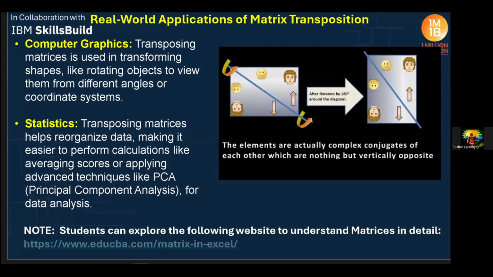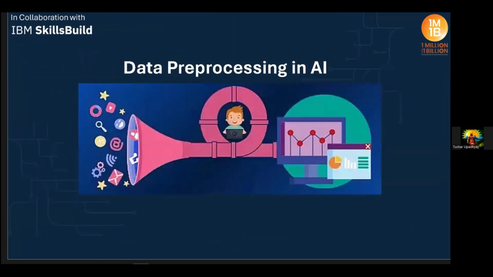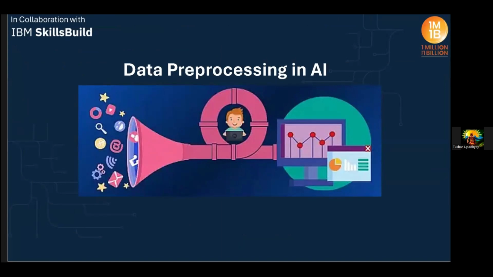All right. So that is all about matrices, not much. Now we go to the other subtopic, data preprocessing in AI. So basically, what do you understand by pre-processing? Teachers, what do you understand by data pre-processing?